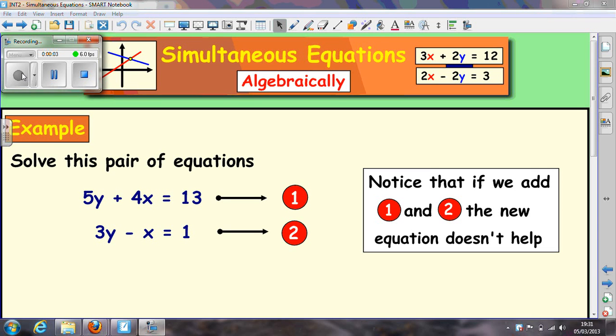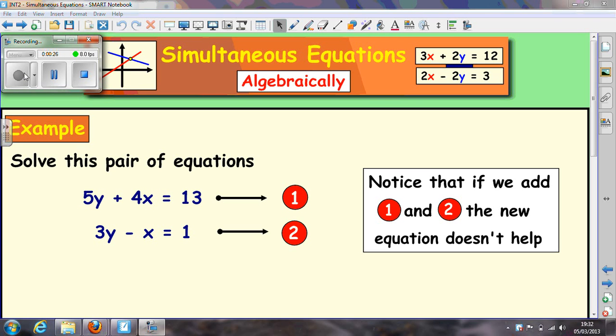Okay, so we're going to look at solving simultaneous equations. These are equations where you have more than one variable, i.e. x and y, or a and b. So now the method to solve these equations is to eliminate one of the variables. You do this, in this case, by adding the two equations together.